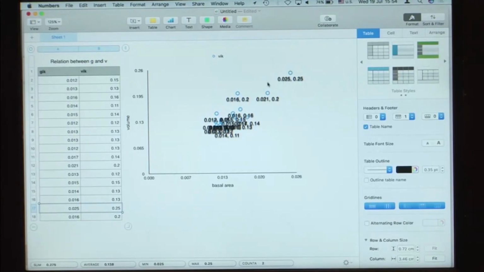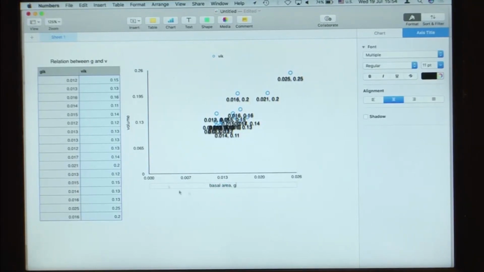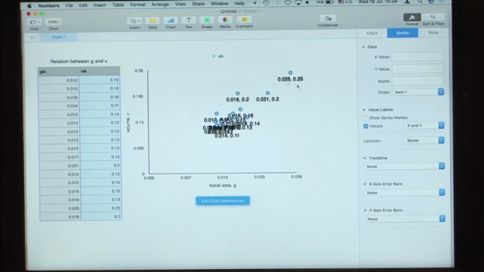Similarly, let us look at this point, 0.016 and 0.2. Here we have the value 0.016 and 0.2. Let us now look at this one, 0.021 and 0.2. Here we have it, the 12th value is 0.021 and 0.2. Essentially we have taken these values and plotted the basal area. Let us write it in terms of G, and here the volume is written as V. So, we are plotting all the G values versus the V values, and this is the plot that we get.